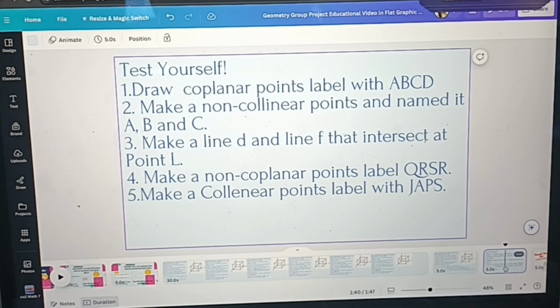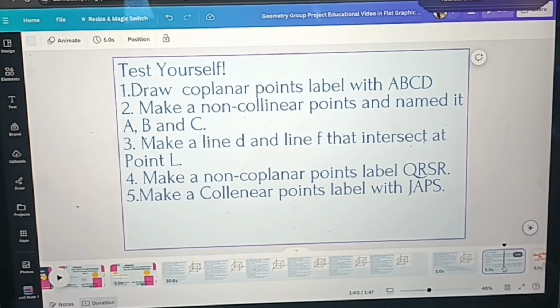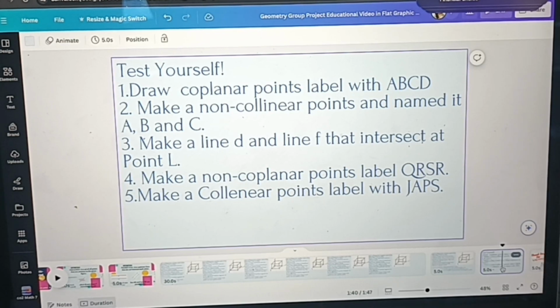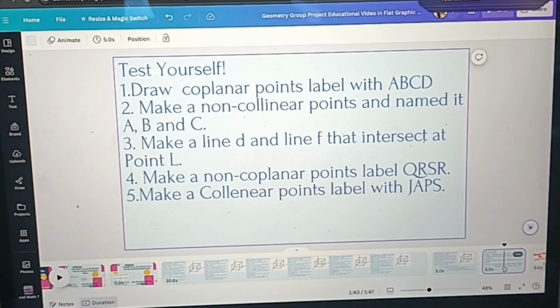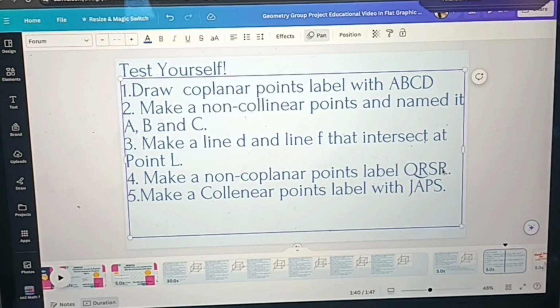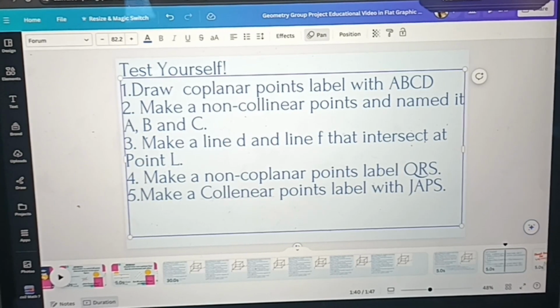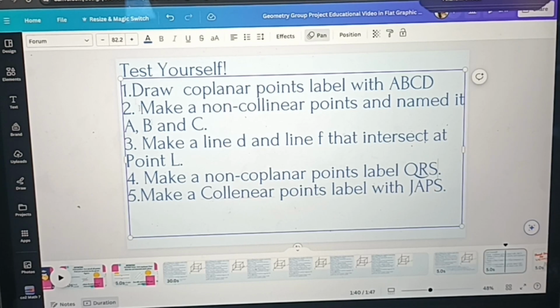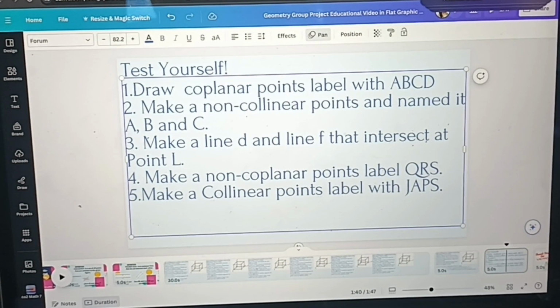Okay. Number 3, make a line D and a line F that intersect at point L. Number 4, make non-coplanar points and label them as point Q, point R, point S, and point, oh no, nag-redundant ang point R. So, isa lang. Okay, point Q, point R, and point S. Number 5, make collinear points. Make collinear points labeled with point J, point A, point P, point S.